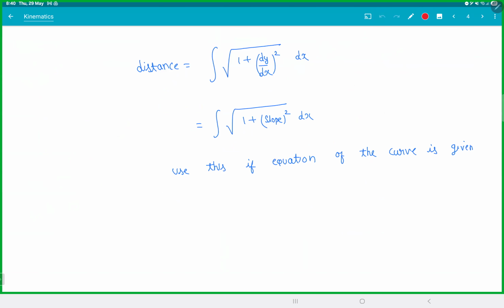I know y, I know x. Can you do dy by dx, and then substitute here and then integrate? This is the formula for distance, everyone. I hope you remembered, which we have written last time. You can note it down in case you forgot or if you don't know. So for distance, we have two formulas, one in terms of time and one in terms of positions. If x and y are given, the trajectory is given, you use this formula, 1 plus dy by dx whole square.